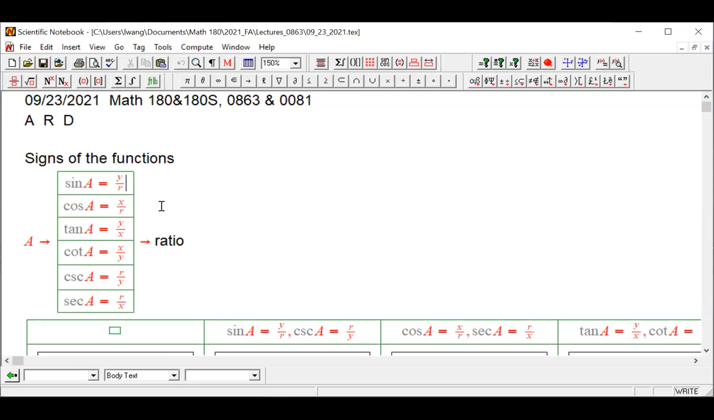Because this is a rectangular system, the opposite or the adjacent, these numbers can be positive, can be negative. So you have to consider all 4 cases. It encompasses all 4 cases, right?